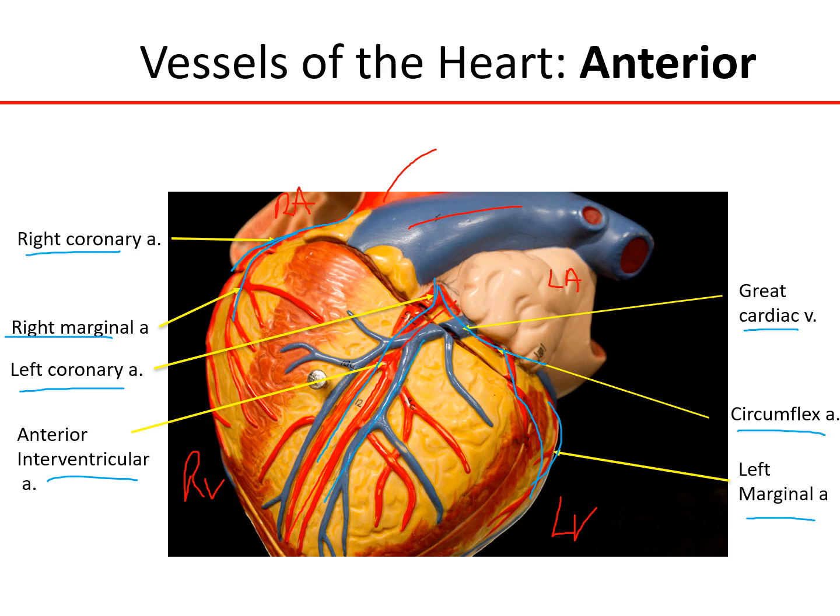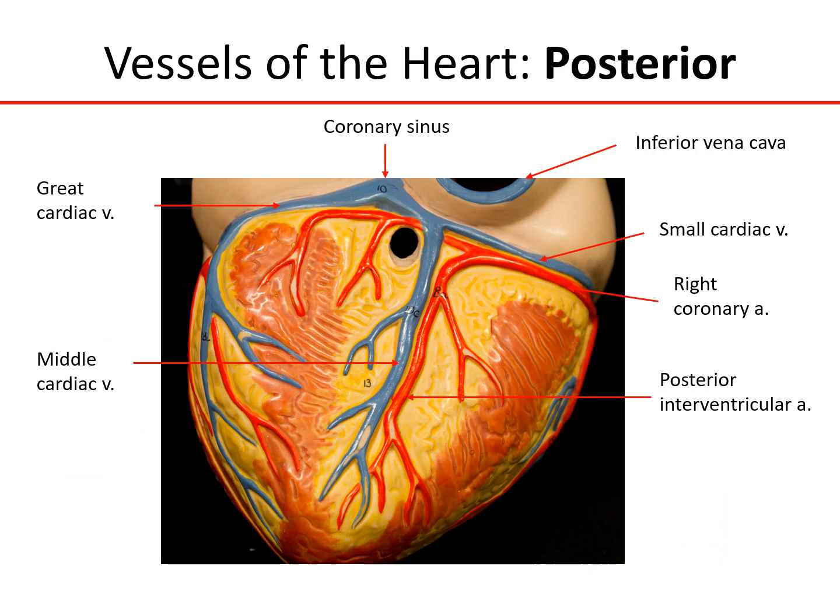So the only vein really on the anterior side that we can see is the great cardiac vein. It's running right with the anterior interventricular artery, and it's then coming up here, and it's going to run along with the circumflex artery to the posterior side of the heart.